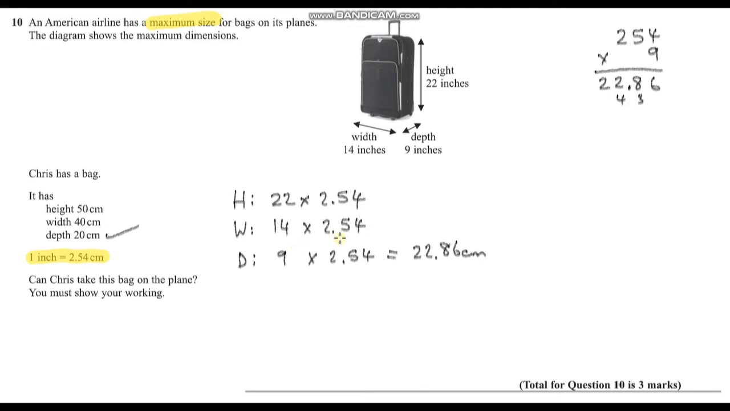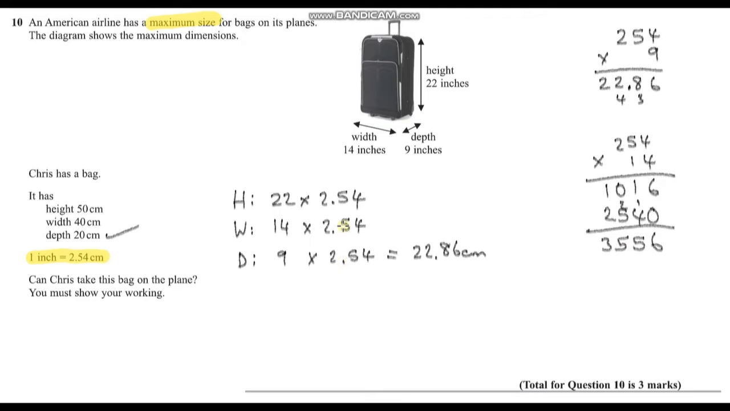So we've got 14 times 2.54. So let's do 254 times 14. So 4 times 4 is 16. 5 times 4 is 20, plus the 1 is 21. 4 times 2 is 8, plus 2 is 10. Now we're dealing with the tens, so we need to add a 0. 1 times 4 is 4. 1 times 5 is 5. 1 times 2 is 2. Add them together, so we get 6, 5, 5, 3.